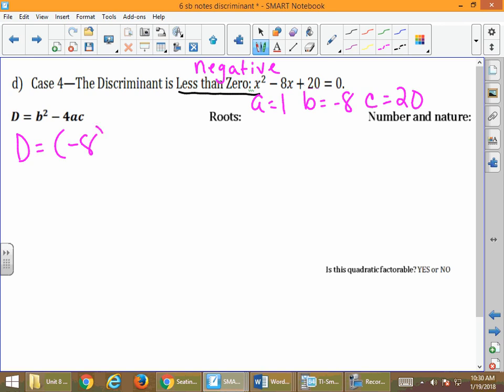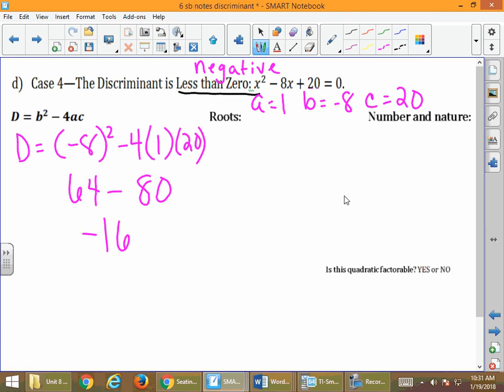Be careful with the B if you're typing it in. We get negative 8 quantity squared minus 4 times 1 times 20, which gives us 64 minus 80. I don't know what I was thinking there. 64 minus 80, 4 times 1 times 20. And 64 minus 80 is negative 16. The discriminant is less than 0. It's negative.